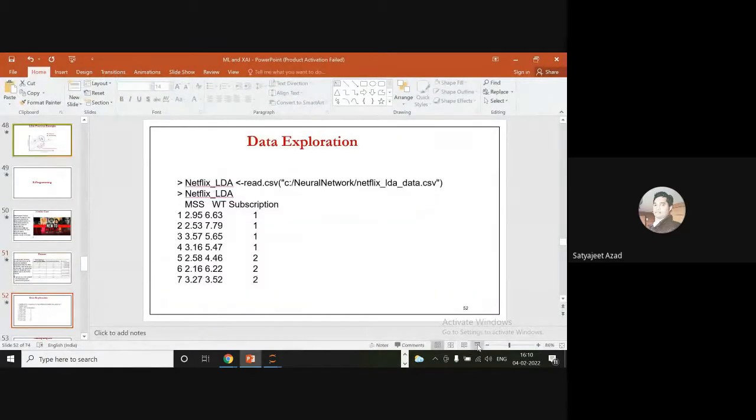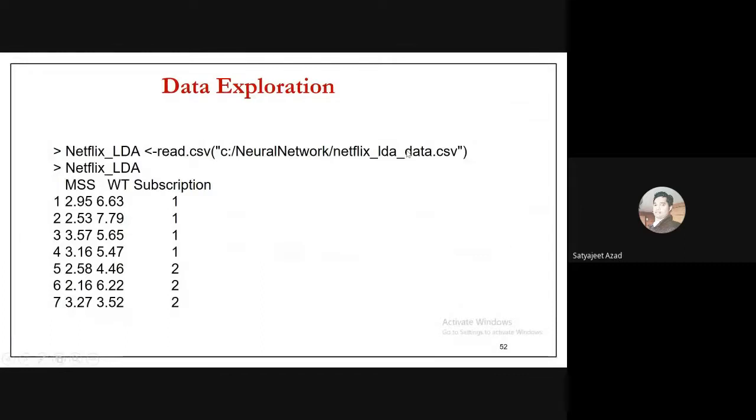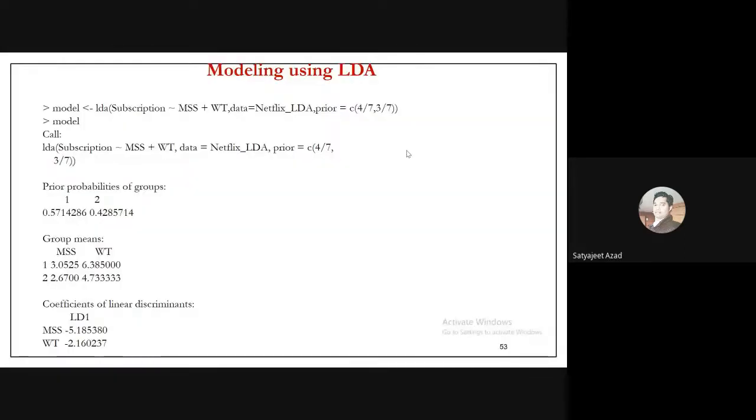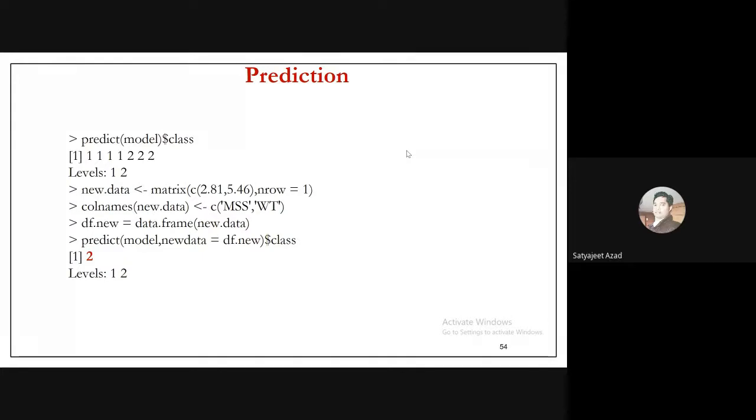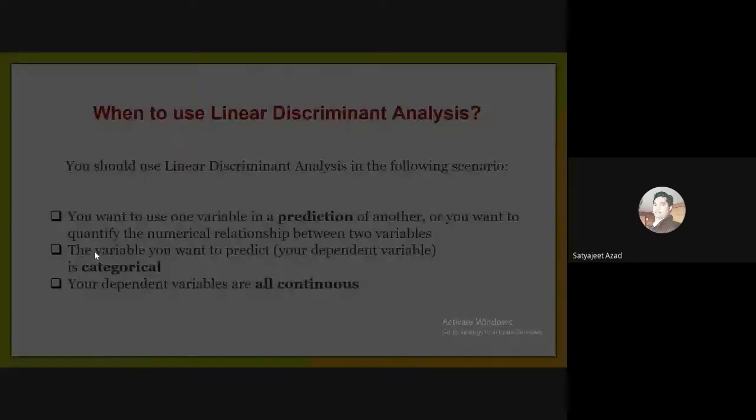So this is how your LDA works basically. This is what I have used here. This is the same output from R. So LDA is saying that if a customer has a 2.81 MSS and 5.46 WT, then he is not going to subscribe, because they are predicting our class to be 2. So using this linear discriminant approach, by reducing the dimensions, they are also coming up with this class level. This is a classification problem. LDA.